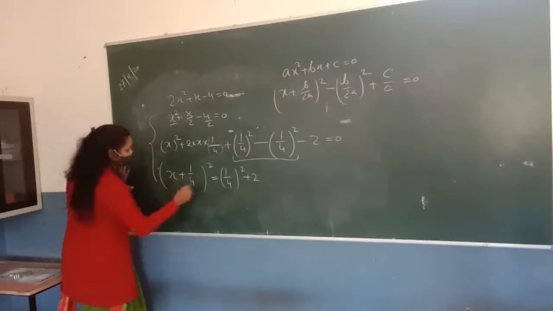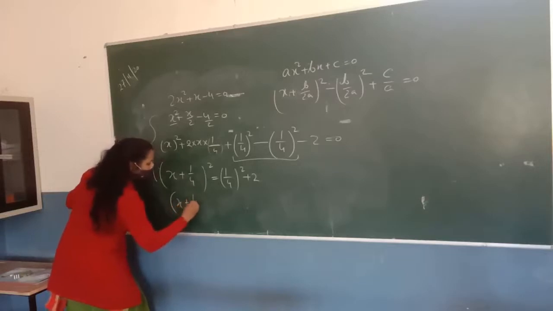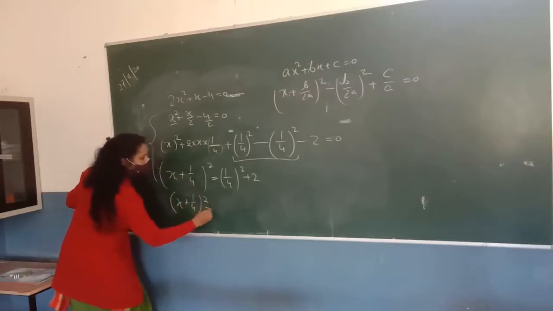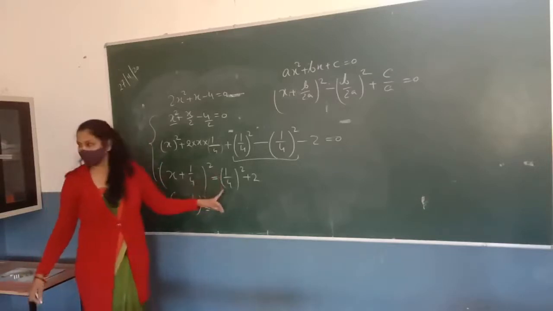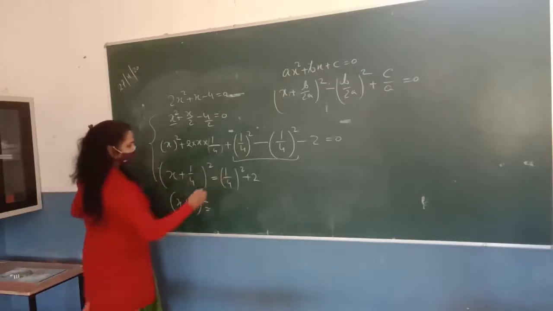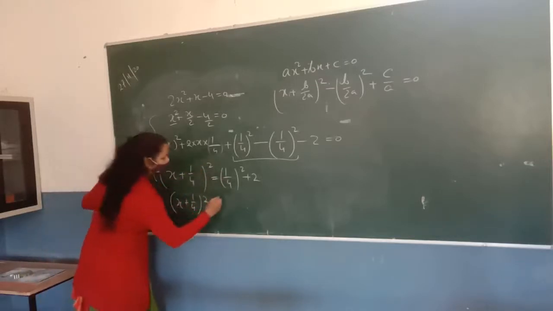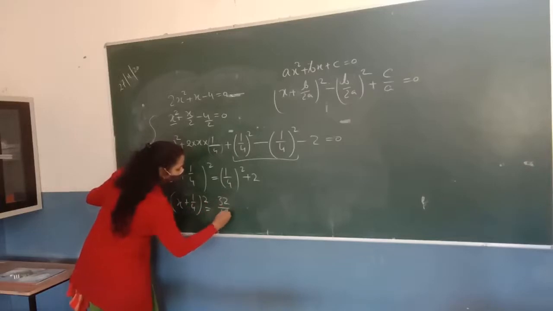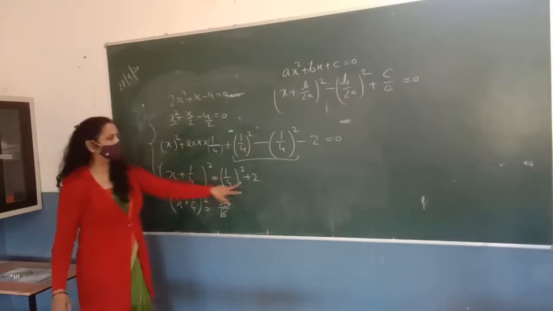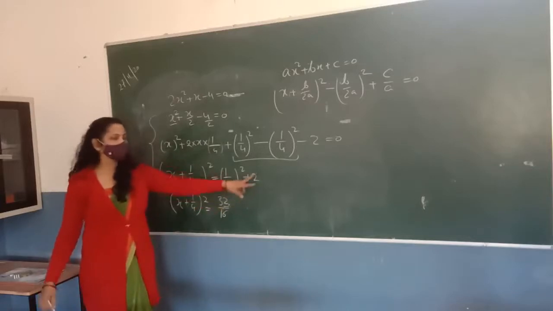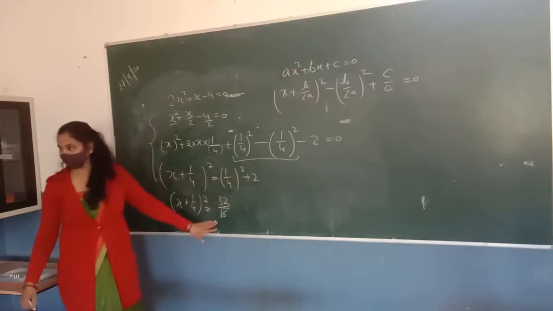Okay, now it will be x plus 1 upon 4 whole square is equal to 1 upon 16 plus 2. By taking LCM we can solve it, like 16 to 32, 33 upon 16. है ना? 1 upon 16 plus 2, LCM 16, 32 plus 1, 33 upon 16.